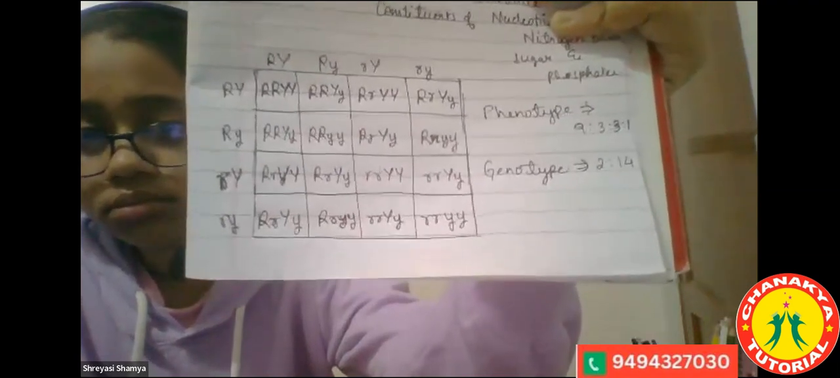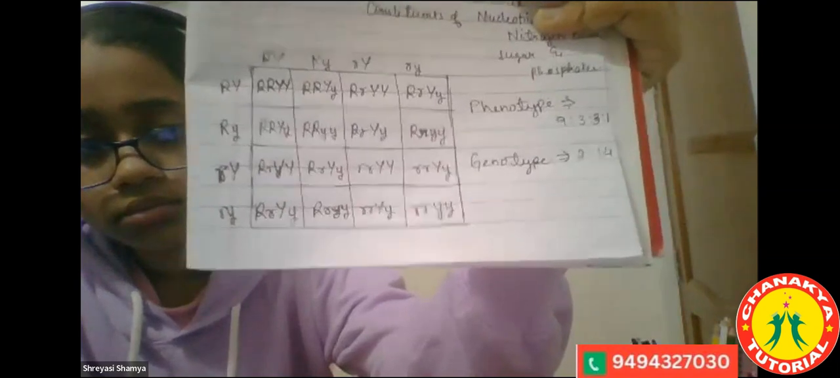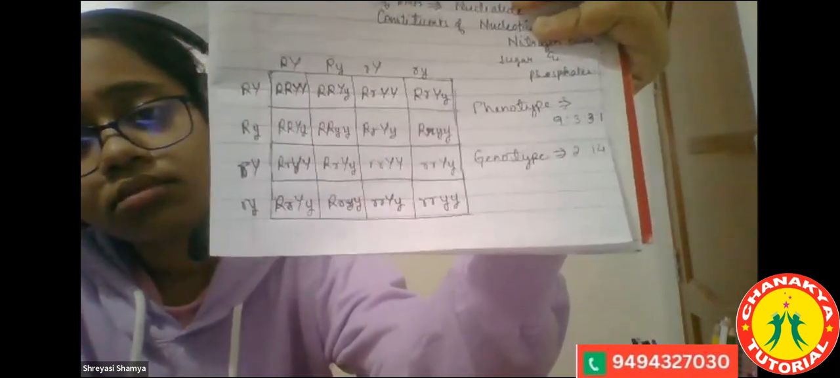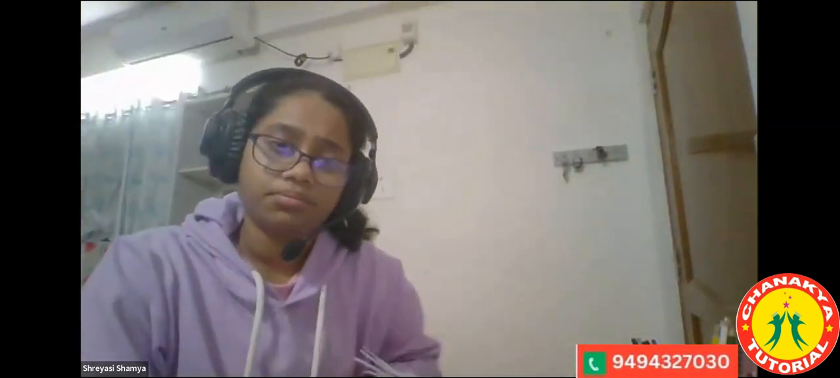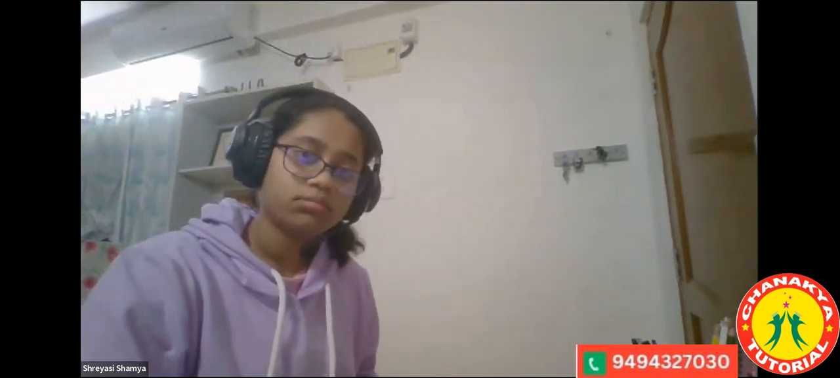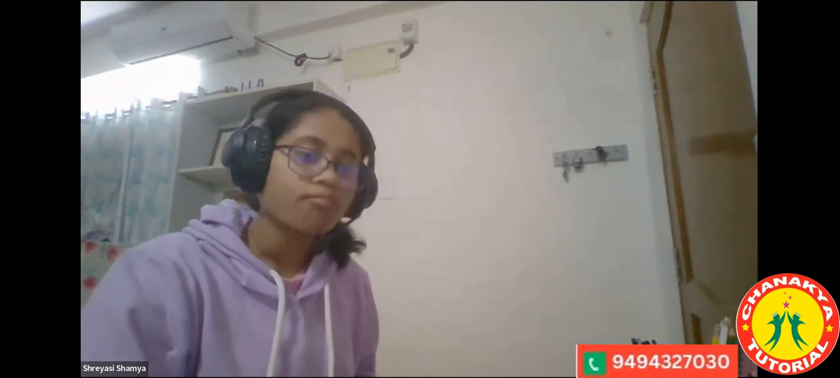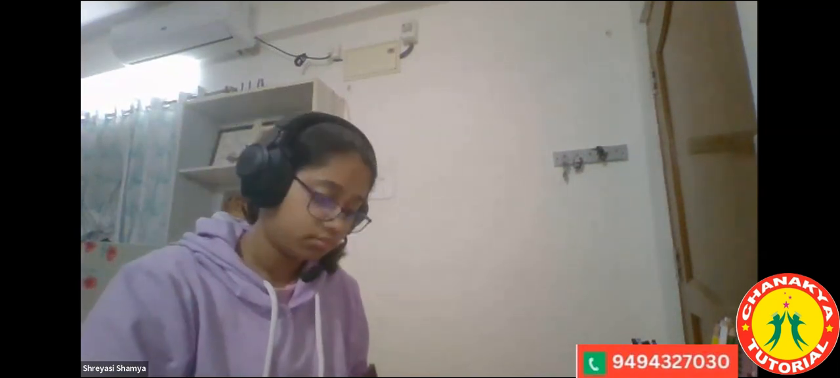Shreyasi, you also write the characteristics in the phenotype. If you have obtained the phenotype ratio, write the characteristics. The ratio is round and yellow, then wrinkled and yellow, then round and green, and the last one is wrinkled and green.